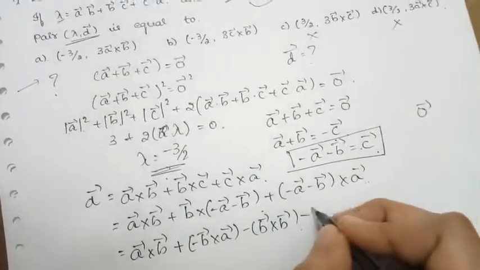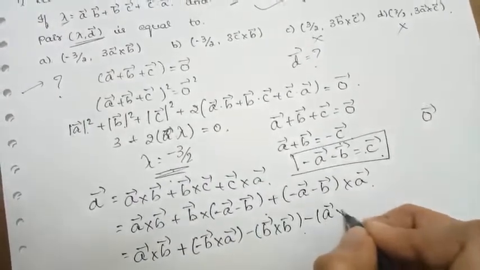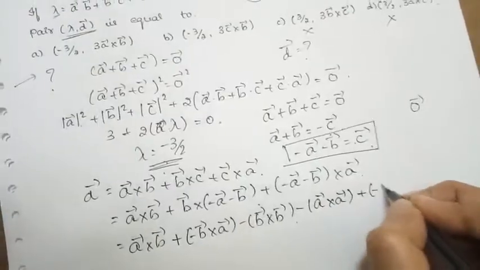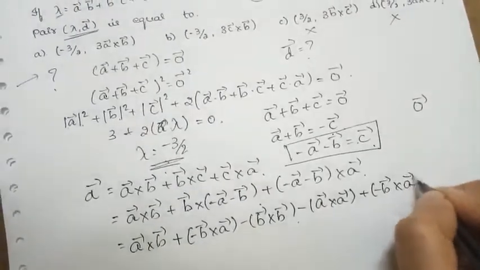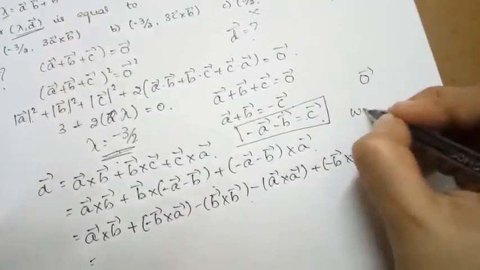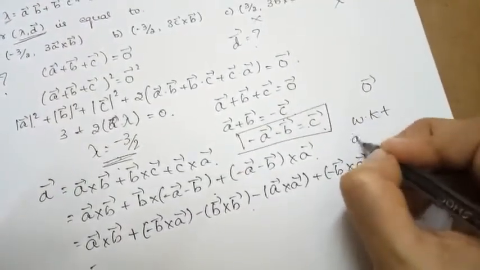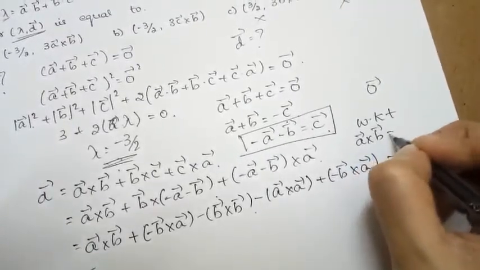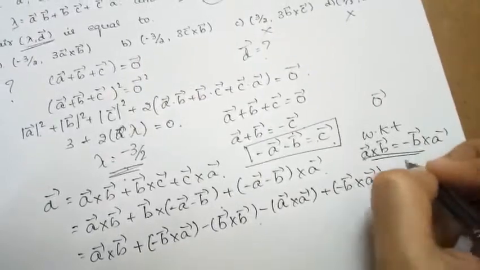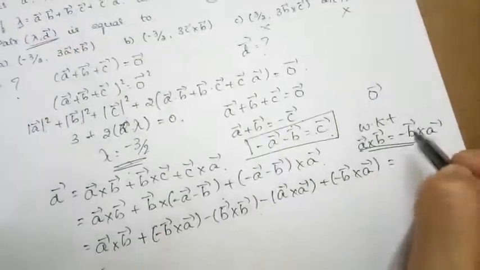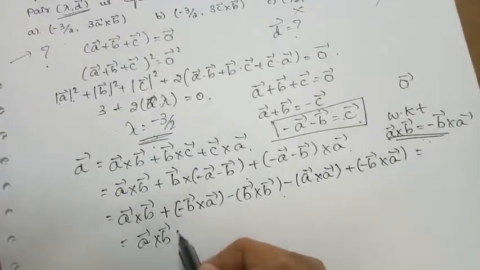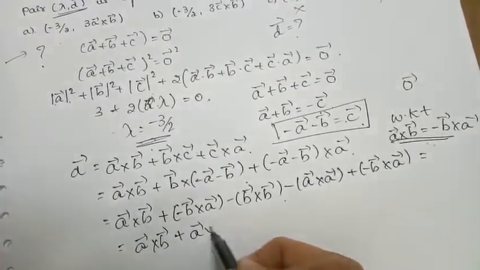So similarly here, minus, if I take it outside, means vector A cross vector A, again here plus minus vector B cross vector A, which is equal to our vector D. So we know that vector A cross vector B is equal to minus vector B cross vector A, because cross product is not commutative. So here minus B cross A, I can replace it by plus vector A cross vector B.